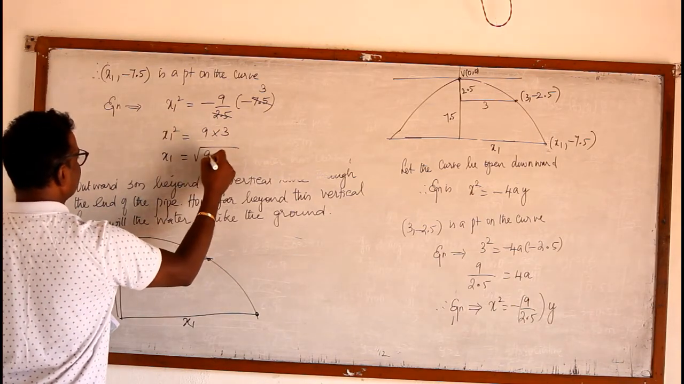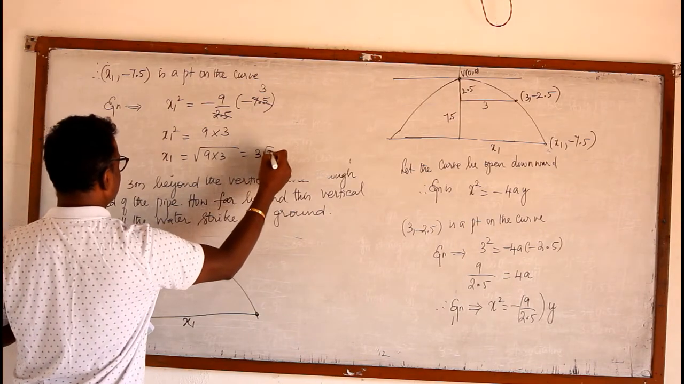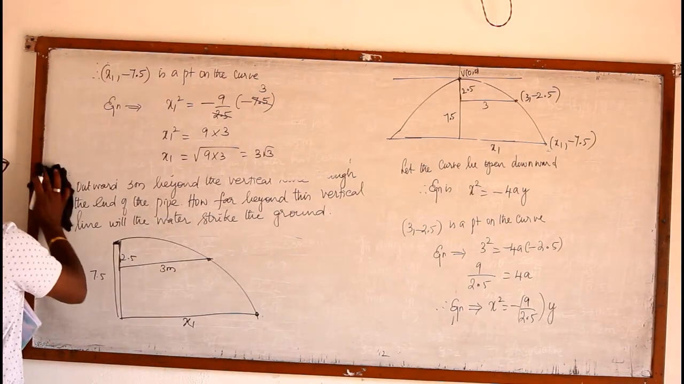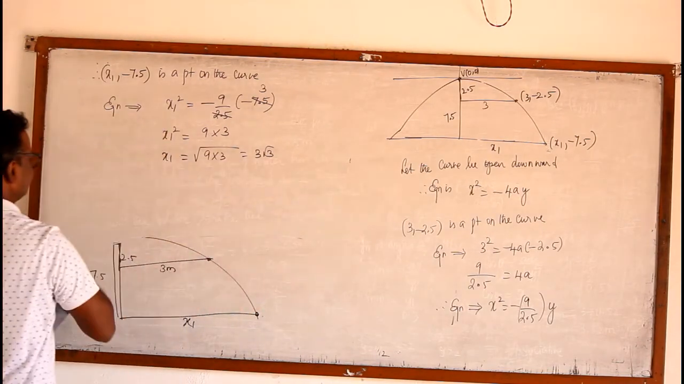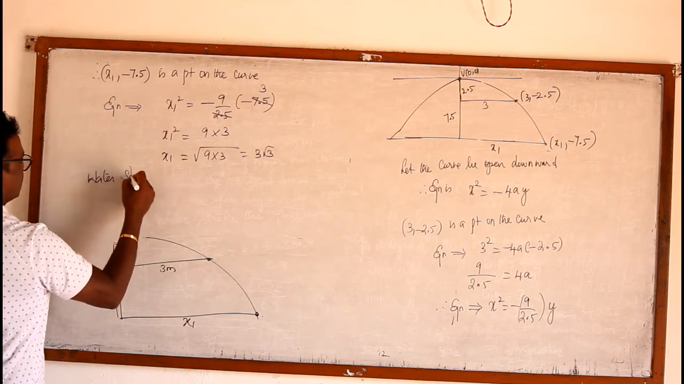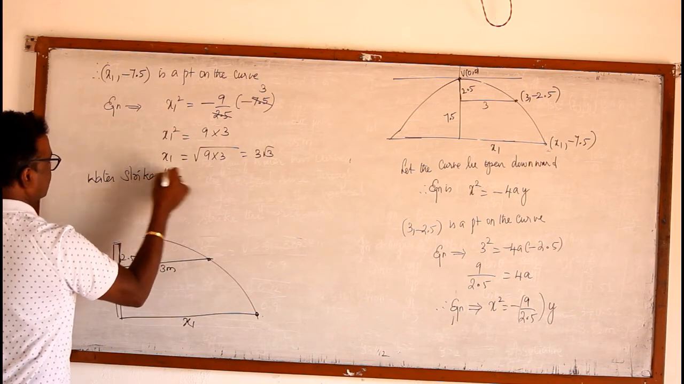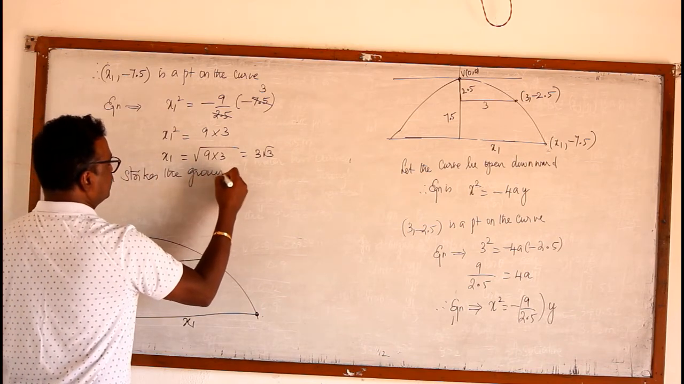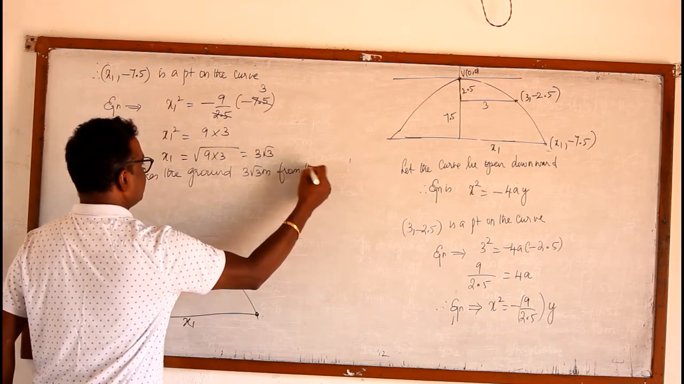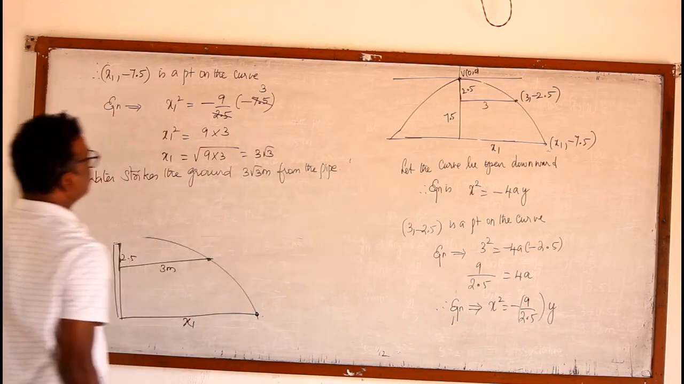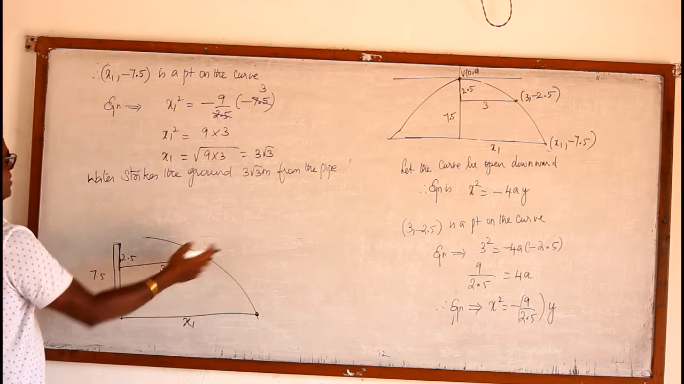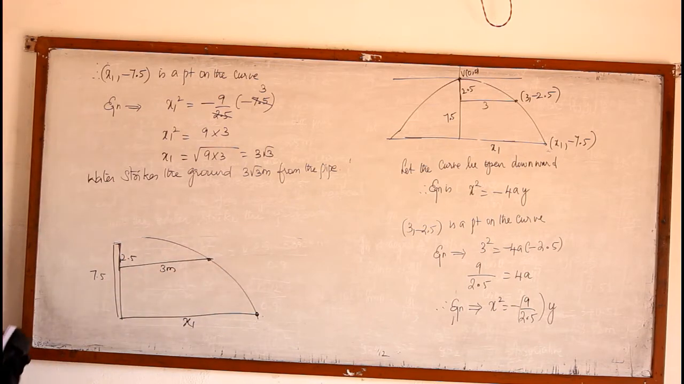So it is root of 9 into 3. This is 3 root 3. Therefore, water strikes the ground 3 root 3 meter from the pipe. So this is the length of this water from the pipe which is striking the ground. So with that, this problem is over.